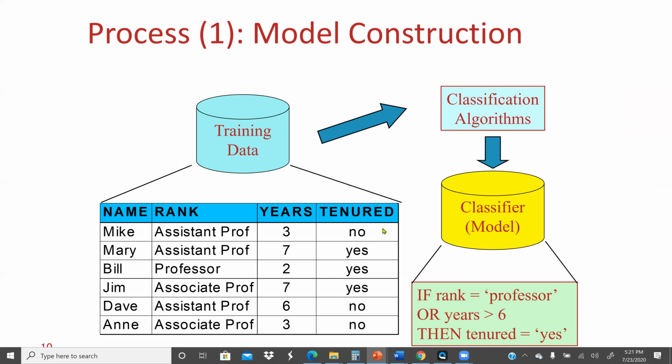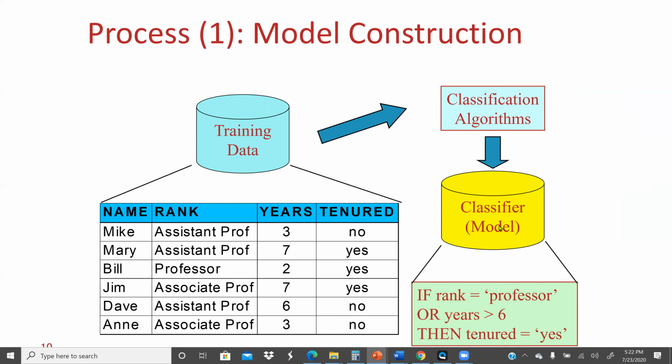In the training data set, we have a professor with 3 years of experience, but not tenured. Another professor, after 2 years, no; 7, yes; 6, no; 3, no; another 3, no. So this is our training data. We're also going to use the classification algorithm to build a model, or the classifier.